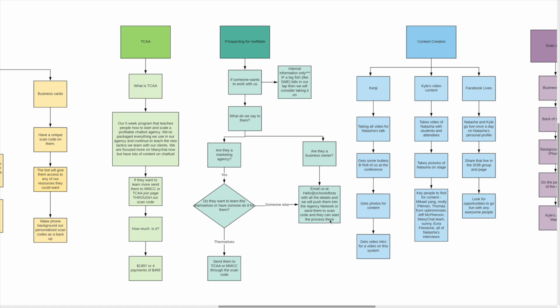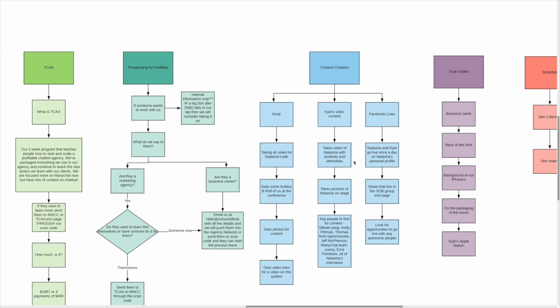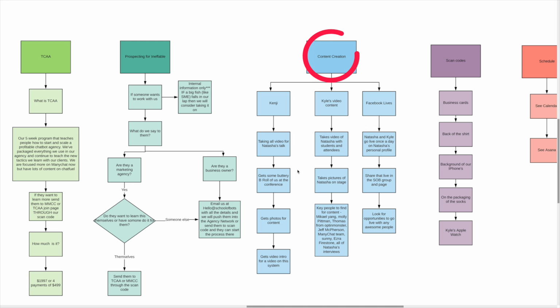Moving on to the content creation subsystem. So Kenji, I had mentioned earlier, was our videographer that we hired. So what do we want Kenji to do? What do we want to make sure doesn't get overlooked in his process? So he's in charge of taking all the video for Natasha's talk. He gets some buttery B-roll of us at the conference, gets some photos for content on Facebook as well as Instagram, and gets the video intro for this video that you saw right here.